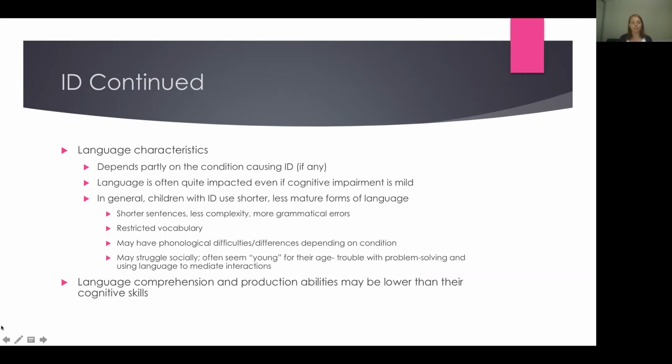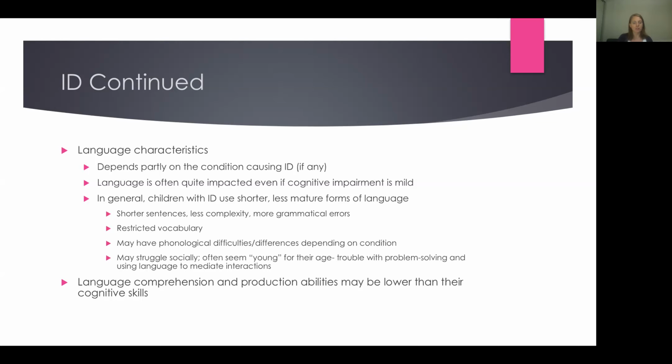As far as what their language is like, this partly depends on the condition that's causing their ID, if there is something causing it. So if they have, for example, some genetic syndrome that is causing that intellectual disability, then they may have certain characteristics associated that are more commonly seen with that particular syndrome. But even with mild cognitive impairment, we see that their language is often quite impacted and quite disordered. In general, when they're kids, they tend to use shorter and less mature forms of language. So they speak in shorter sentences, they use fewer complex sentences, they make more grammatical errors, they know fewer words, both to use and to understand.